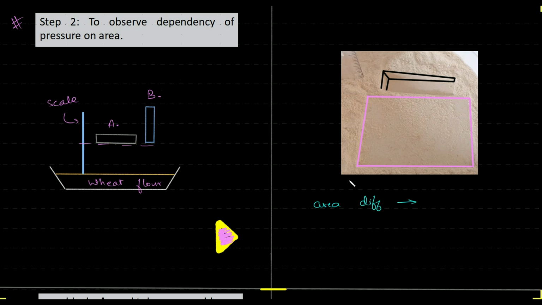So what happens? Remember, F is constant. Right? So the pressure differed. And that's what we wanted to observe. Here clearly the area was more. So the depth was less. Here the area is less. The depth is more. And we can also establish that they are inversely proportional.